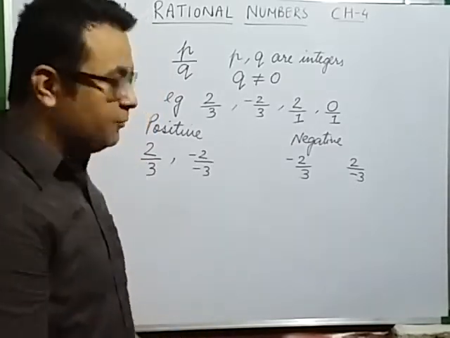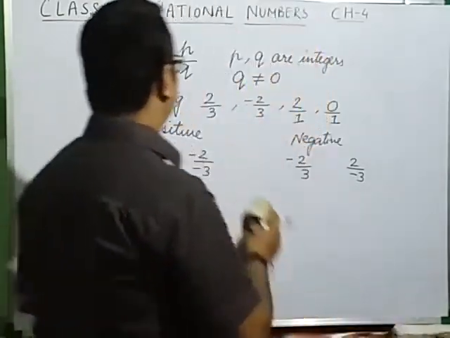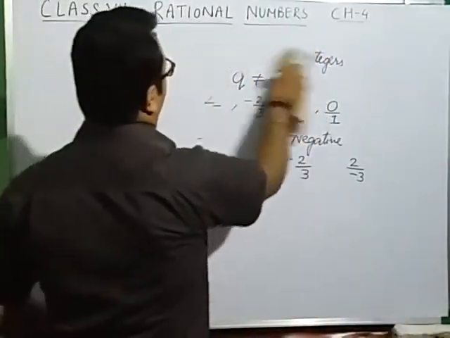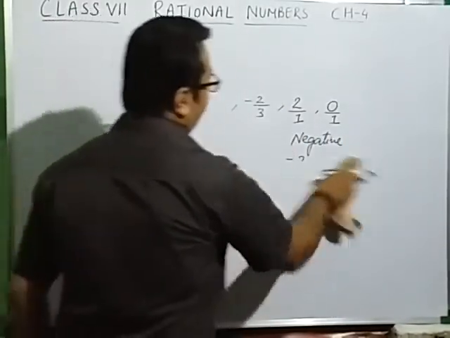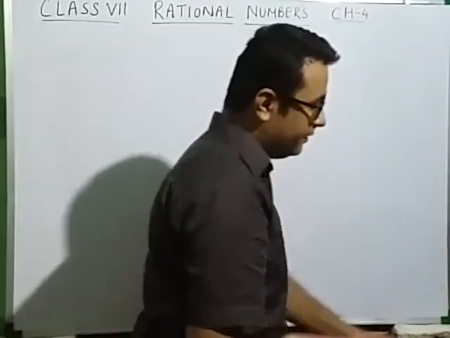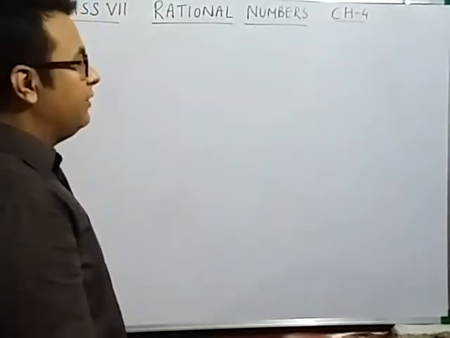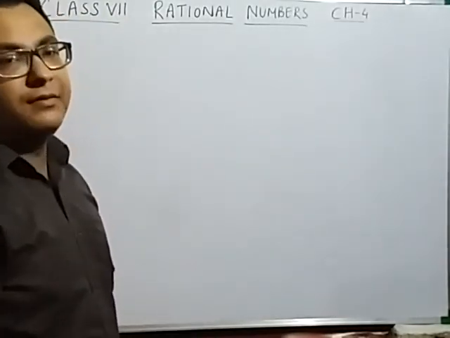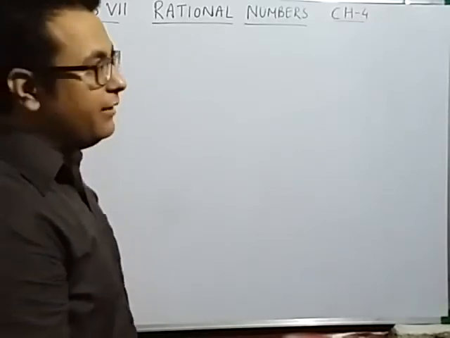Okay, now let's move to the next topic, that is equivalent rational numbers. As the name suggests, equivalent means rational numbers which have the equal or same values. It is the same as the one you have studied in fractions, equivalent fractions.